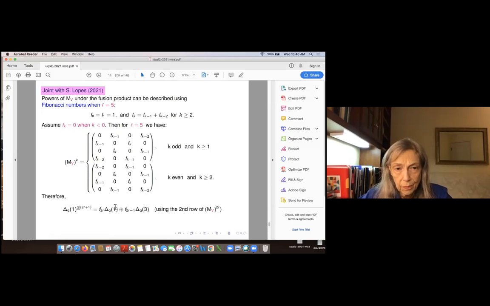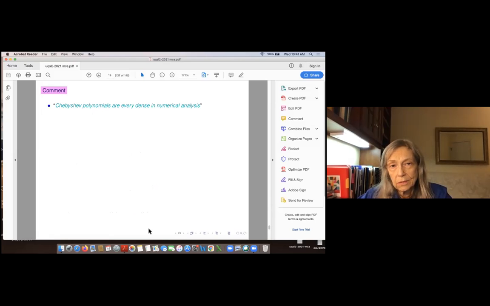So under this fusion product, when you tensor the 1 with 1 an odd number of times, you get certain Fibonacci coefficients, and when you tensor with 1 an even number of times, you also get Fibonacci numbers. A comment: Chebyshev polynomials are everywhere dense, and numerical analysis is here too. That's because the tensor rule basically forces you to.